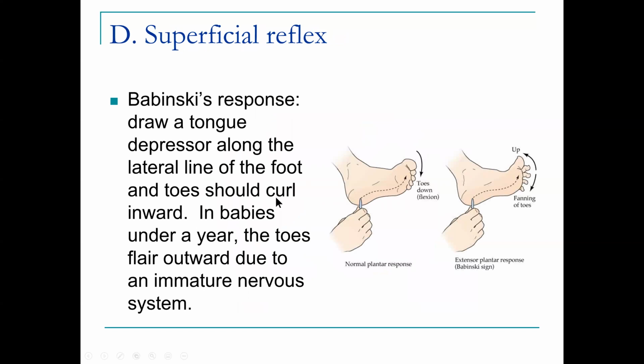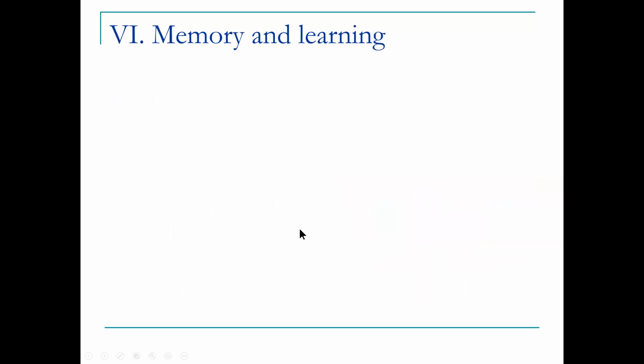We have cutaneous reflexes. The most important one that you'll do is the Babinski, where you take a tongue depressor or a key or something like that, and you go along the lateral line of the toes, and they should curl inwards. Okay. If they're curling outwards, especially in somebody with a central nervous system injury, that's a bad sign. Or if they have no Babinski, that's even a worse sign.